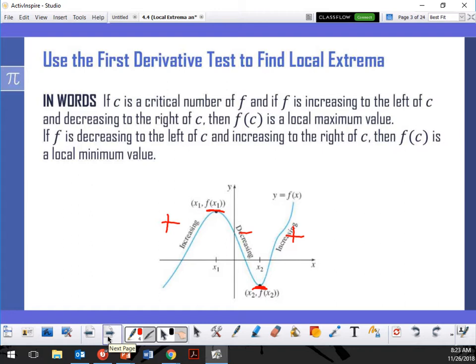All right, in words, c is a critical number of f. If f is increasing on the left of c and decreasing on the right of c, it's a local maximum value. If f is decreasing left of c and increasing on the right, it is a local minimum value. Increasing, decreasing, local max. Decreasing, increasing, local min. Make sense?